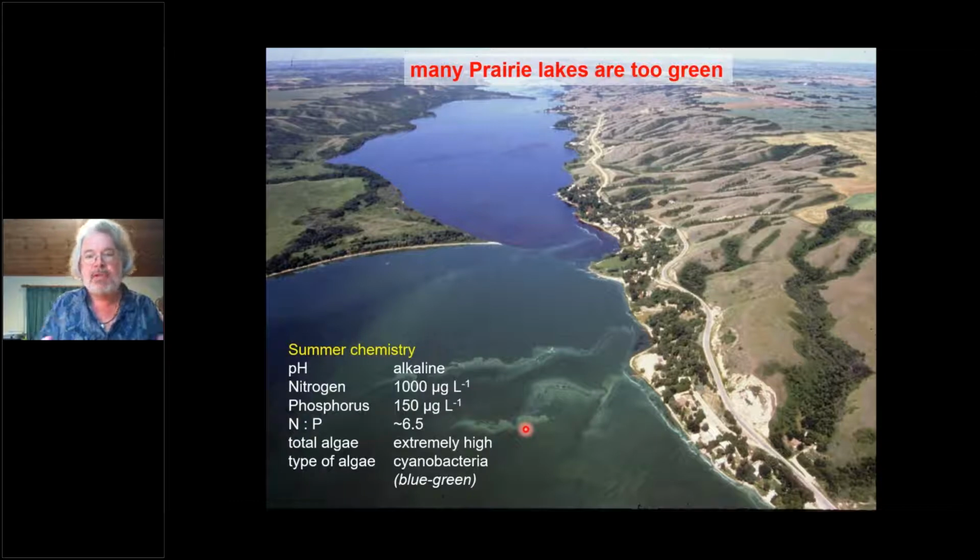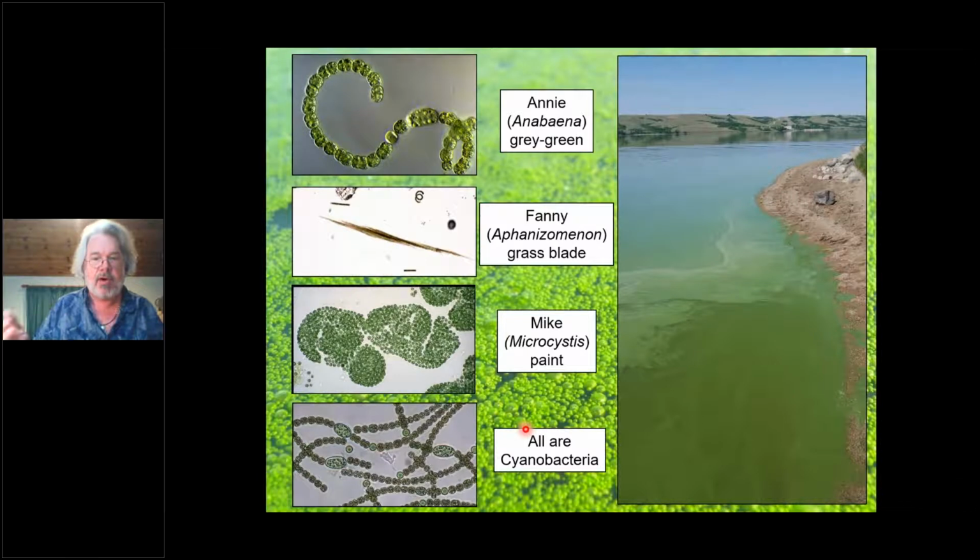And the main players in this story are Annie, Fanny, and Mike. And these are three of the very common cyanobacteria. Annie at the top is Anabaena, and it often forms a well-mixed community in the lake that gives it a sort of gray-green cast or color.